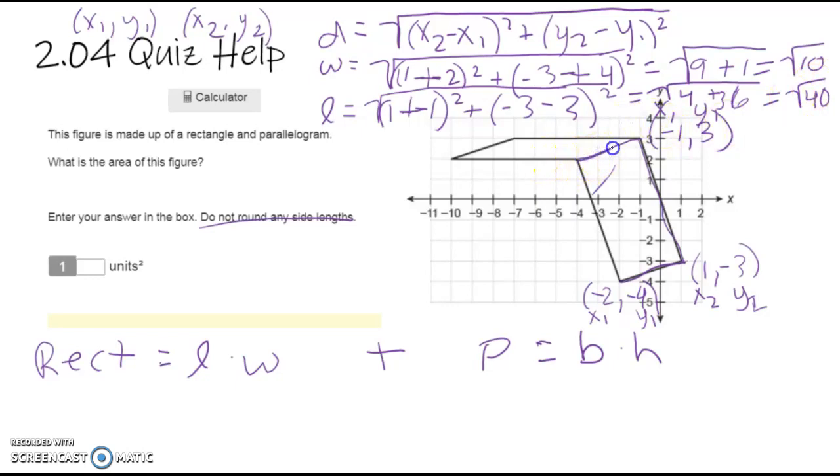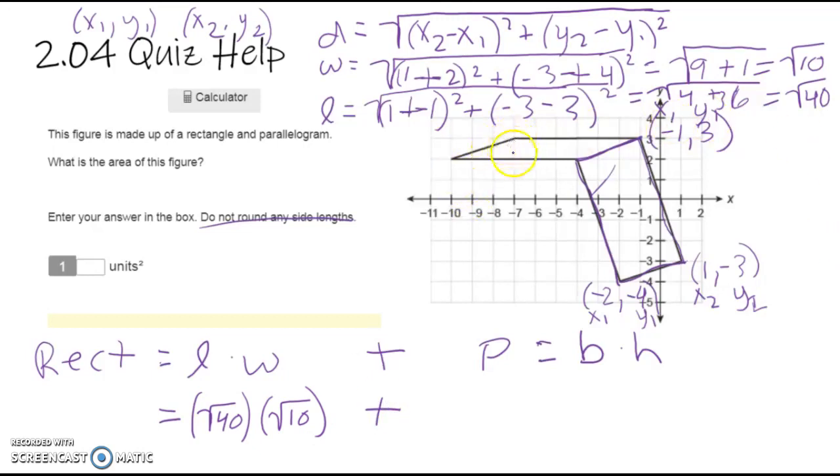You could have also used the other two sides for your width and your length, and you would have gotten the same because it's a rectangle. The distances are the same on either side. So we have the length to be the square root of 40, what we just found for that rectangle, and the width to be the square root of 10. And now we're going to move to the parallelogram.